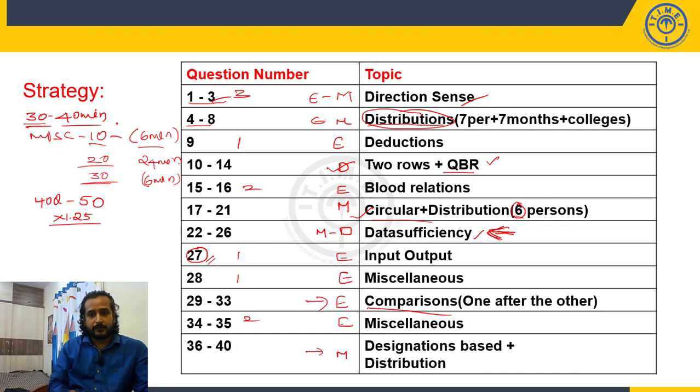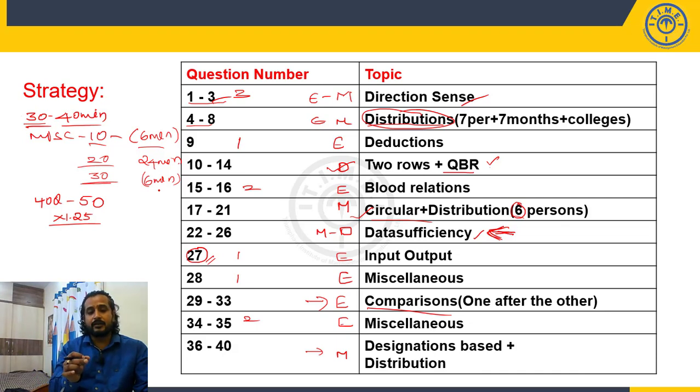30 minutes of time. By spending 10 more minutes, at least you can solve one set, either data sufficiency or 2-row QBR. So 35 plus, or 1.25 of that, 35 into 1.25. So around 40 marks you can score. So this is how you can maximize your score.